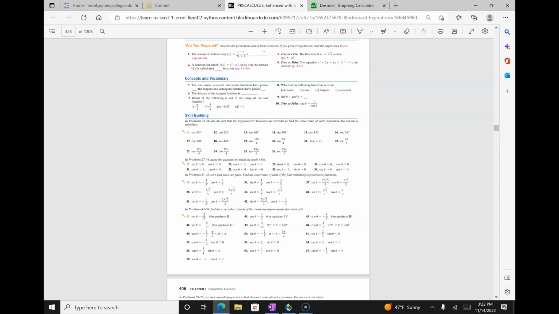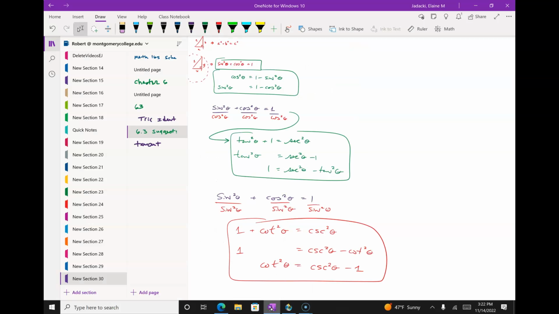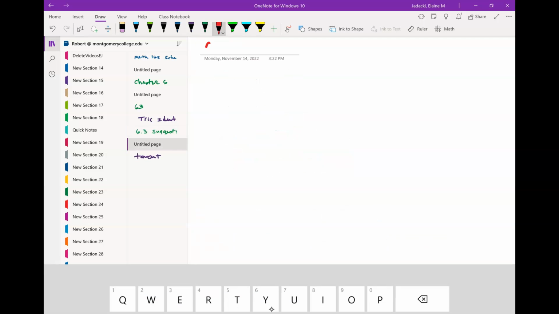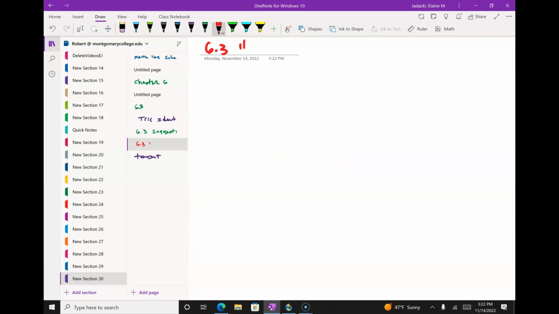and again, I'm saying radians, right? So like 23, 17 pi over 4. Secant of 17 pi over 4. 6.3, number 23.